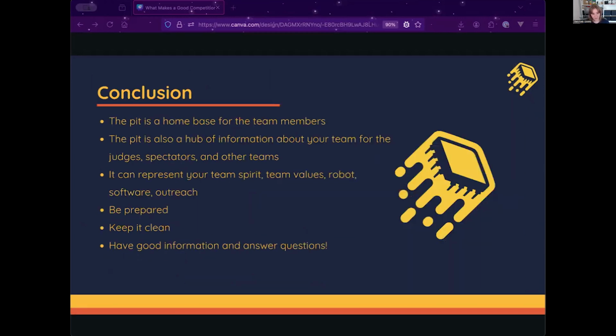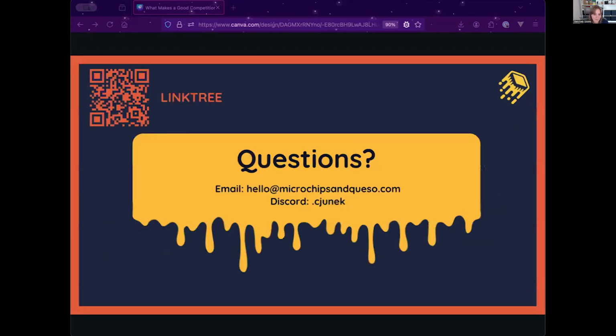In conclusion, your pit is a home base for your team members, but it's also a hub of information for anyone at the event to get information about your team. It can represent your team spirit, your team values, your robot, your software, your outreach, whatever you want your pit to represent, make sure it's in there. Be prepared with your pit, keep it clean, have good information, answer questions, be welcoming and inviting and graciously professional.